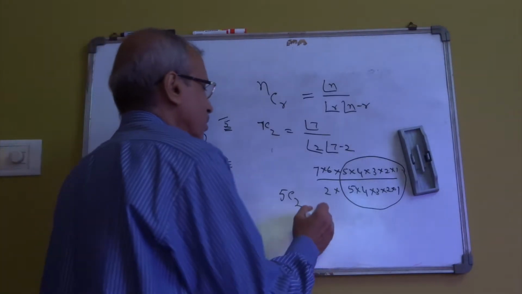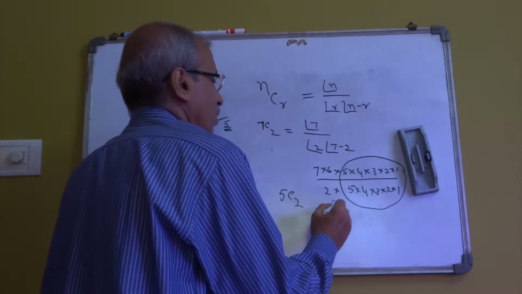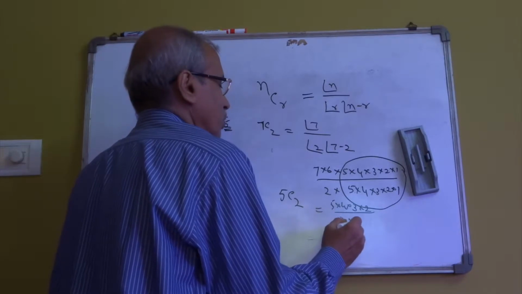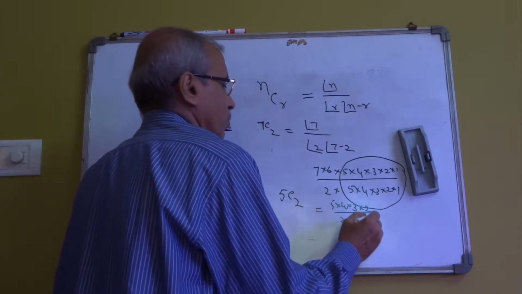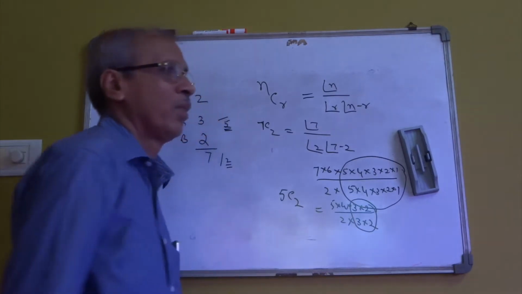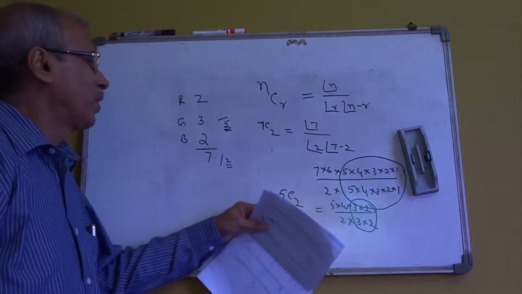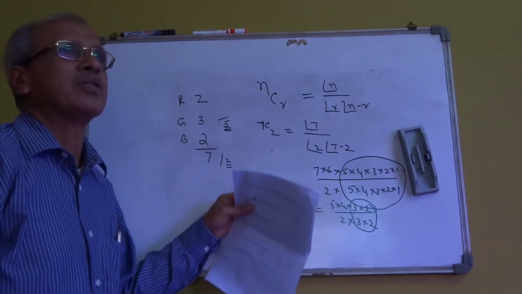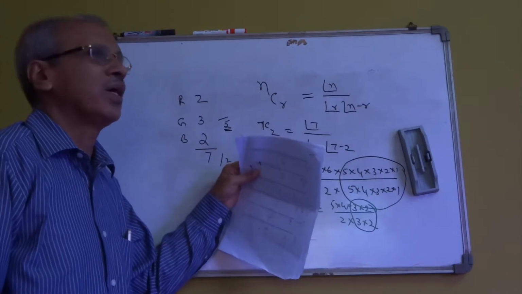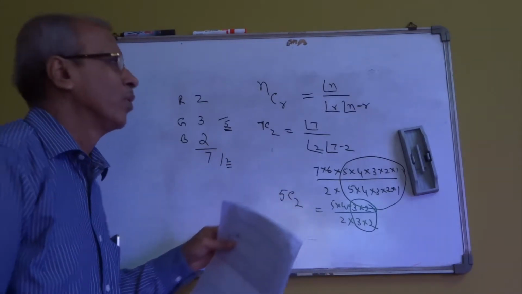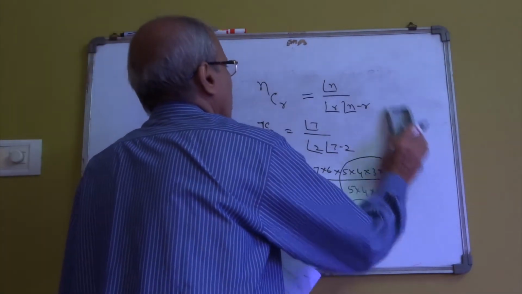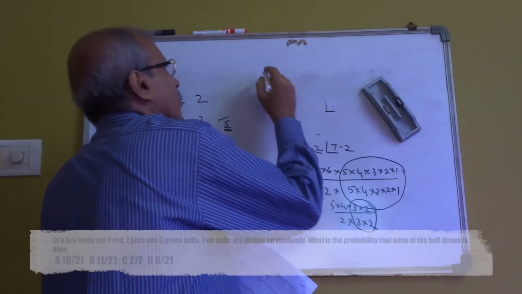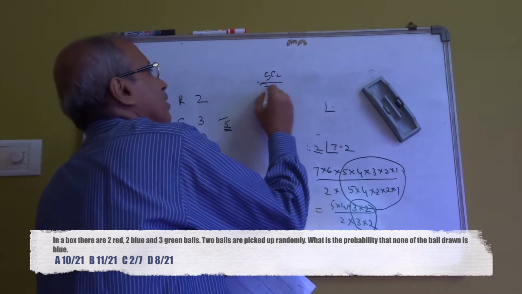Now this is 5 into 4 into 3 into 2, over 2 into 5 minus 2 is 3, 3 into 2. Now this gets cancelled. Now the probability is 5C2 upon 7C2. Because the maximum probability is 1, it is less than 1, so the denominator will always be higher and the numerator lesser. So the probability that none of the balls is blue is 5C2 divided by 7C2.